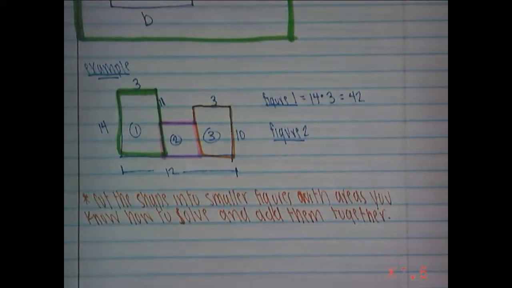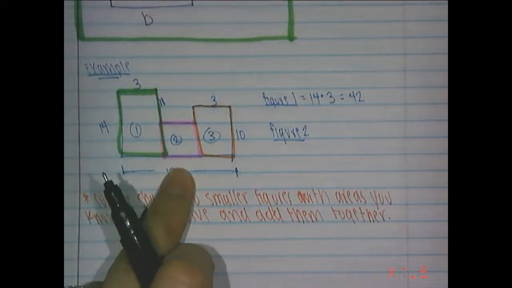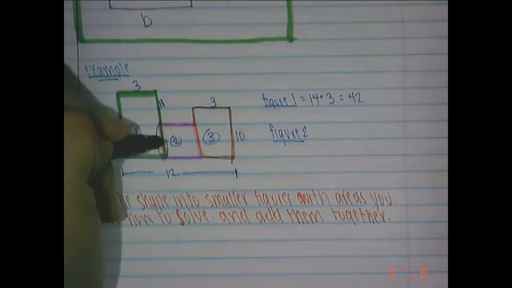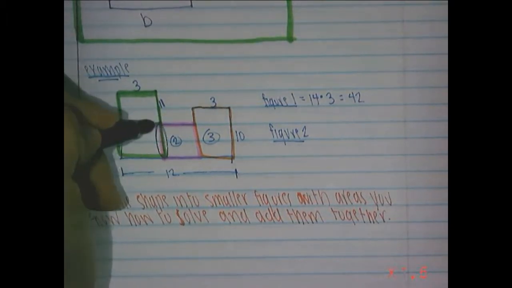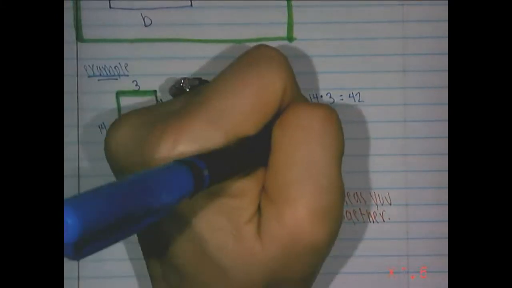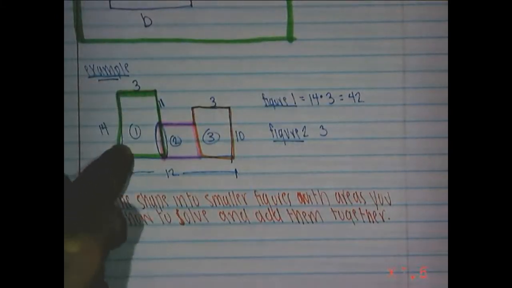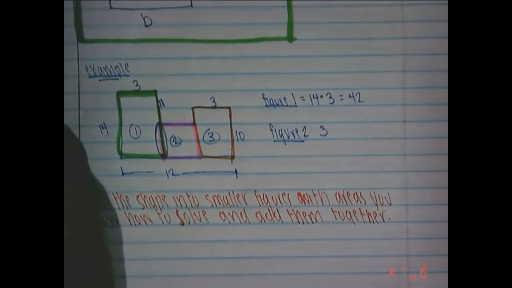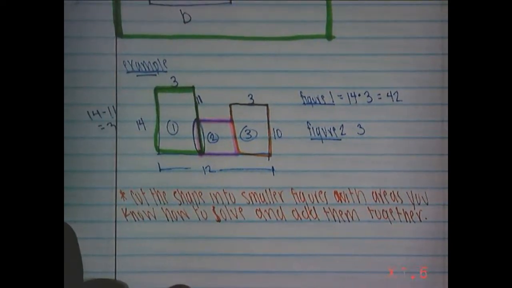Let's do figure 2. Figure 2 is a little bit trickier. First of all, what's the height? What's this piece right here? How'd you get 3? We got 3 for the height, which is correct. And we got that by taking 14, this whole piece, minus 11. So 14 minus 11 is 3. And that's how we would get the height.